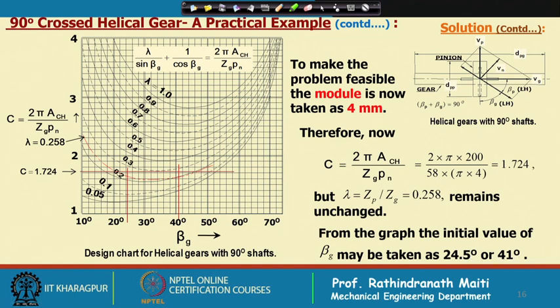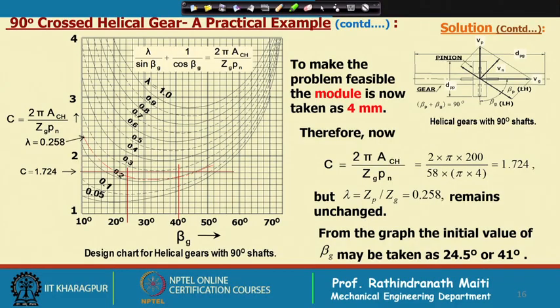So, what we find is the initial value of beta g is 24.5, that is the initial value for starting with the Newton-Raphson method. So, instead of guessing any value from this chart, we can have 24.5 or 41 degree. It has two solutions, which means ultimately beta g will be either very close to 24.5, or very close to 41 degree. I mean there will be two sets of solutions.